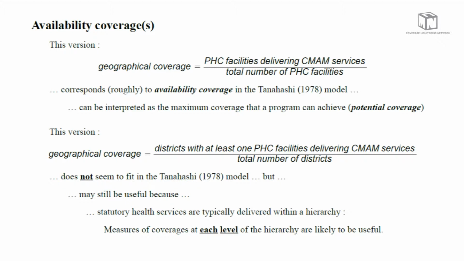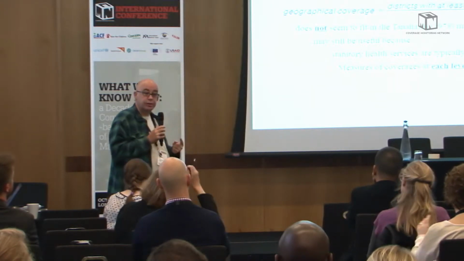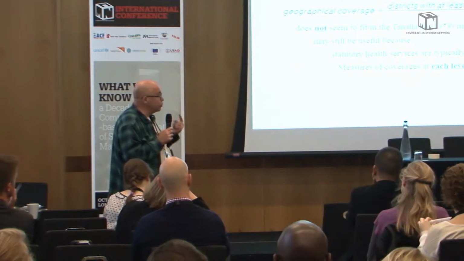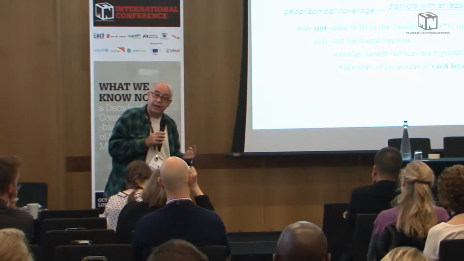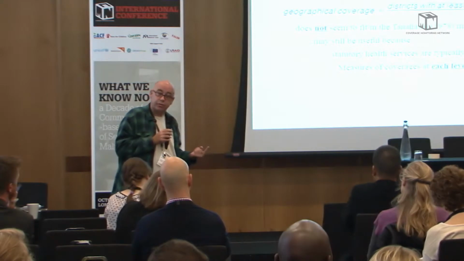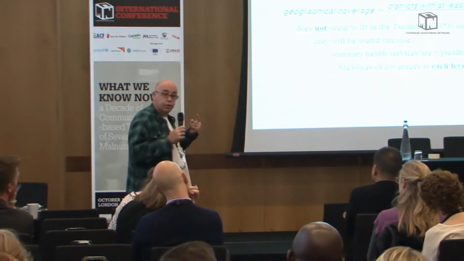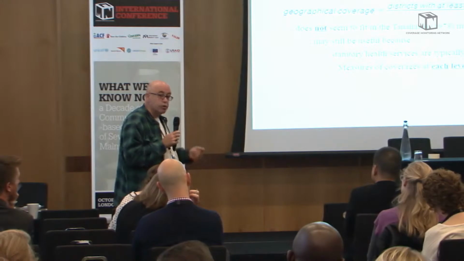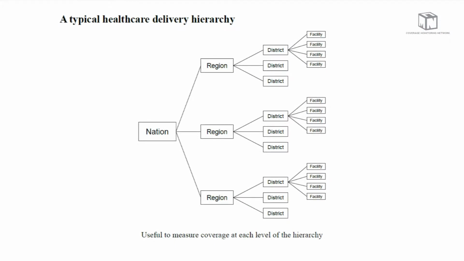This version, the greater than one clinic per district, doesn't seem to correspond to anything in the Tanahashi model. This is way out there compared to the way coverage is perceived in any other health delivery system. But it might still be useful. Several country offices from UNICEF have thought this was useful, and I don't believe they're gaming the indicator to make themselves look good, though that could be a possibility. So I think we can explore how this could be useful. I think it's useful because health delivery systems are almost always delivered within a hierarchy. Next slide, please.